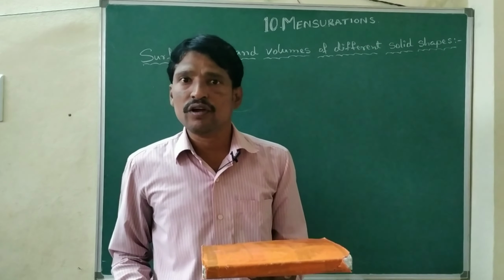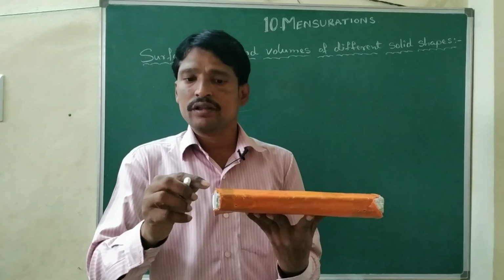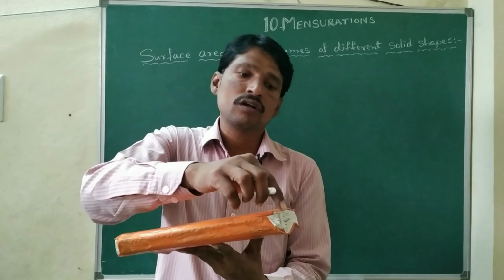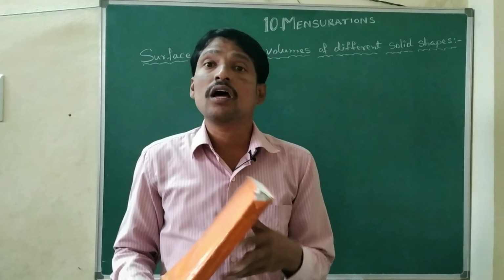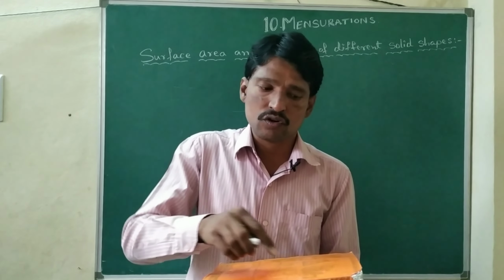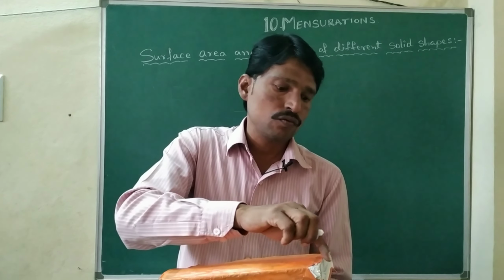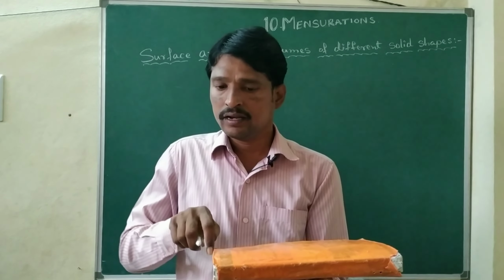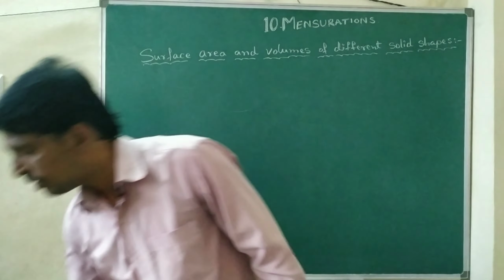So how many vertices and how many edges? See here. Vertices: this is 1, the second vertex, third, fourth, 5, 6, 7, 8. Total how many vertices? 8 vertices. Next, edges you have to count. This is the first one, second, third, fourth, fifth, sixth, 7th, 8th, 9th, 10th, 11th and 12th. 12 edges.